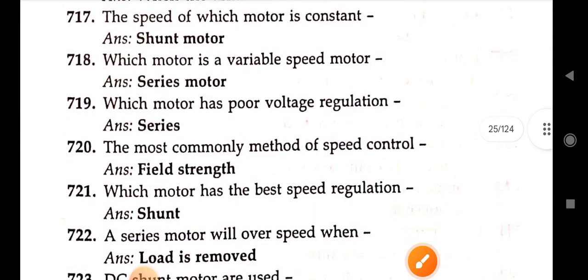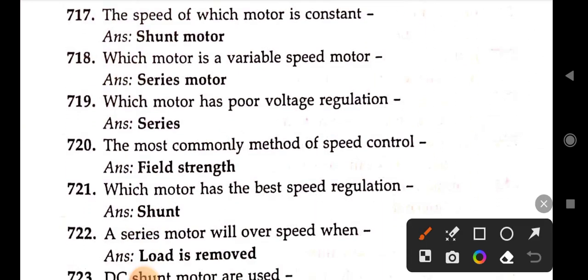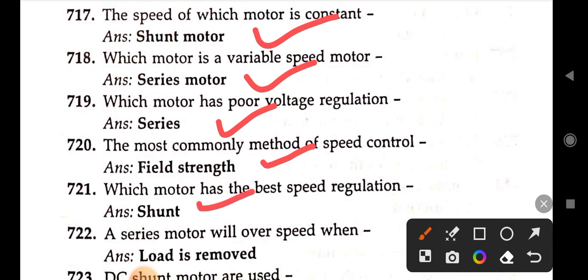Next, speed of which motor is constant? Shunt motor. Which motor is a variable speed motor? Series motor. Which motor has the poor speed regulation? Series. The most common method of speed control? Field strength. Which motor has the best speed regulation? Shunt motor. The series motor will overspeed when load is removed.